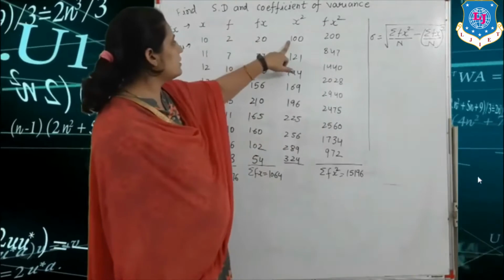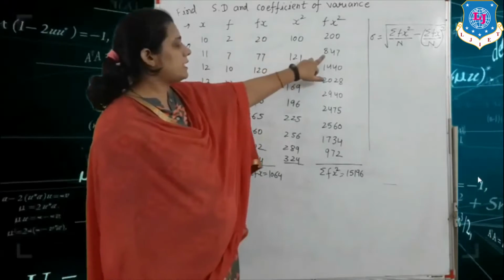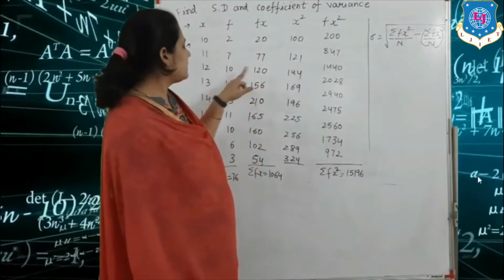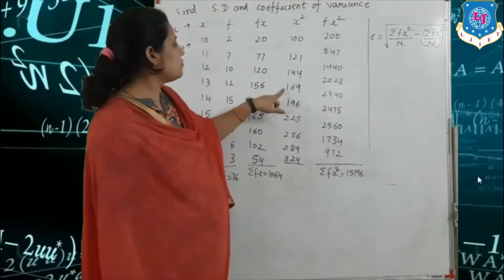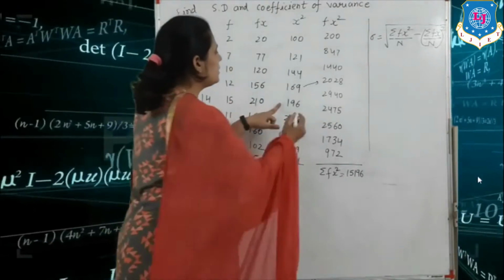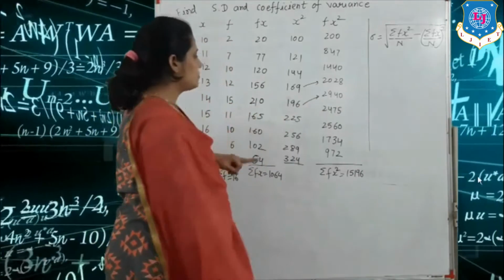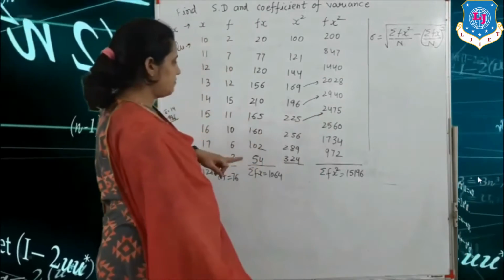So 2 into 100, that means 200. 7 into 121, that means 847. 10 into 144, that means 1440. 12 into 169, that means 2028. 15 into 196, that means 2940. 11 into 225, that means 2475.